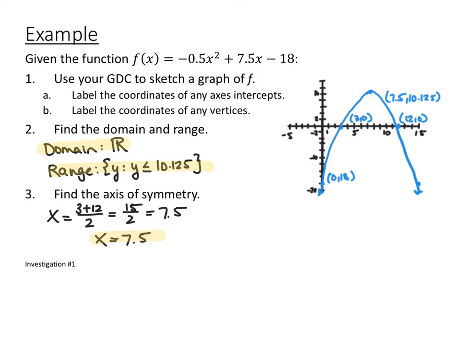So domain, for a parabola, the domain is always all real numbers. The range is the maximum value here at the vertex, 10.125, and then everything less than that, so y is less than or equal to 10.125. And then the axis of symmetry is a vertical line that goes through the x-coordinate of the vertex, which you can find by finding the average between the two x-intercepts. So 3 plus 12 over 2 is 15 over 2, or 7.5, so the axis of symmetry is x equals 7.5.